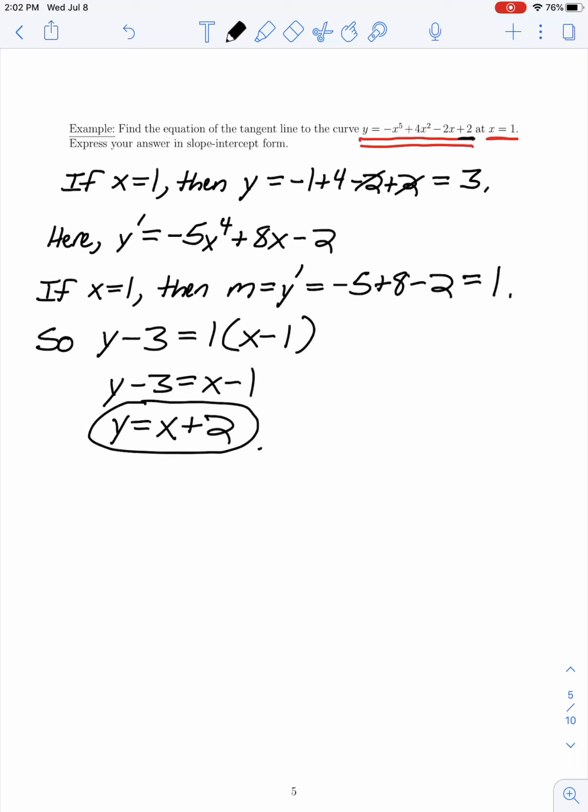So we see in this example that now that we have these rules for finding derivatives of functions more easily, this problem of finding the equation of the tangent line to a curve is not nearly as difficult.